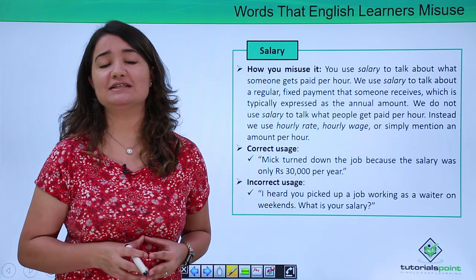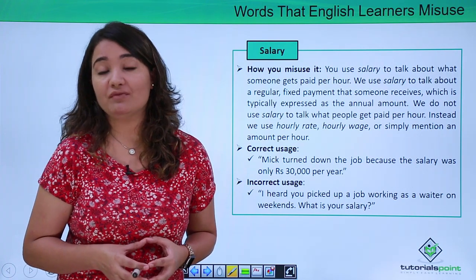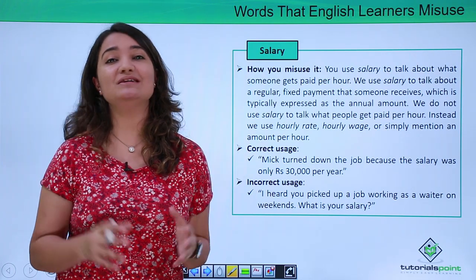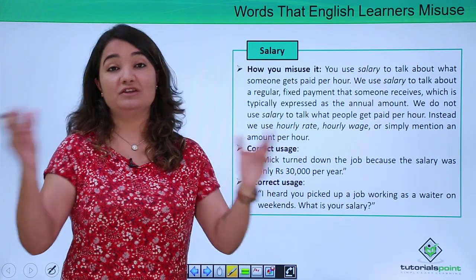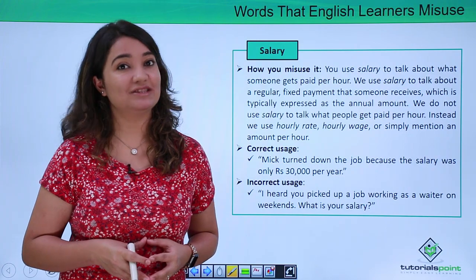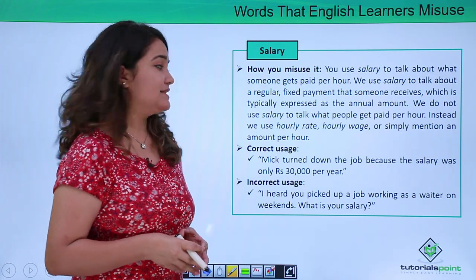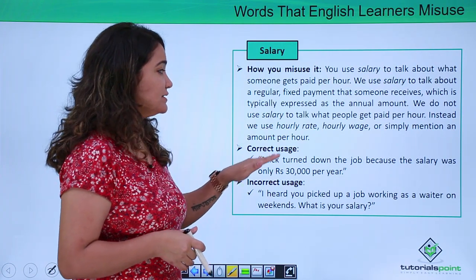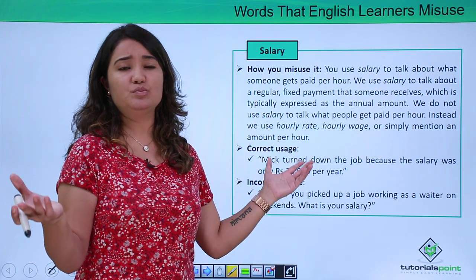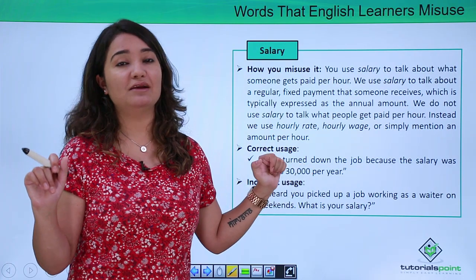That is referred to as per hour wages, right? So the amount that you're paid per hour, those are your wages, not your salary. Salary is something that you earn for the entire year, or on a yearly basis, what is your package. That is referred to as your salary. So let's look at an example. Mike turned down this job because the salary was only rupees 30,000 per year. So if it is on a yearly basis, yes, it will be called a salary.